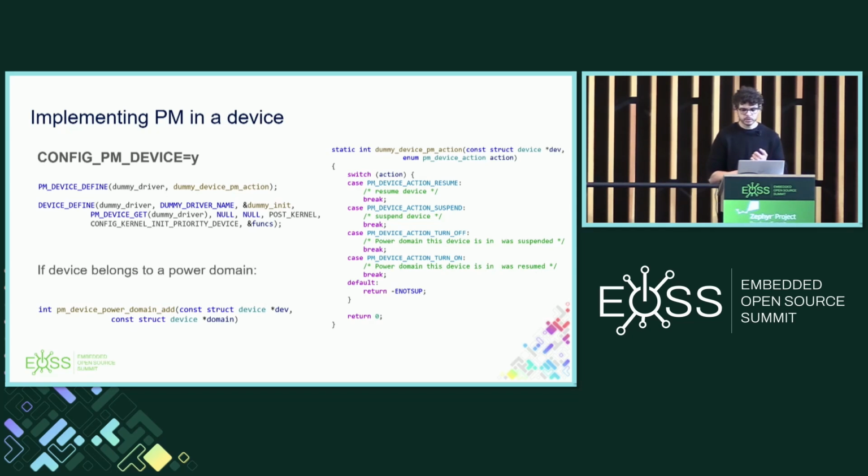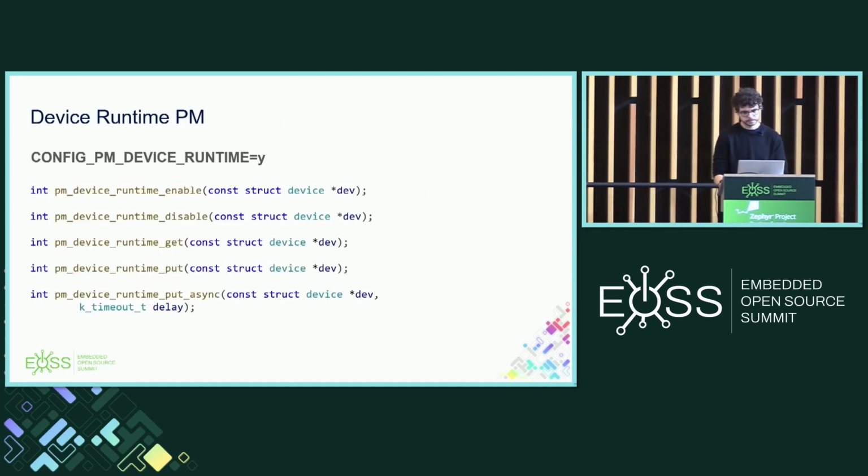If the device belongs to a power domain, it can be described in the device tree using a property for a power domain, or it can be added to the domain later using a runtime API, PM device power domain add.